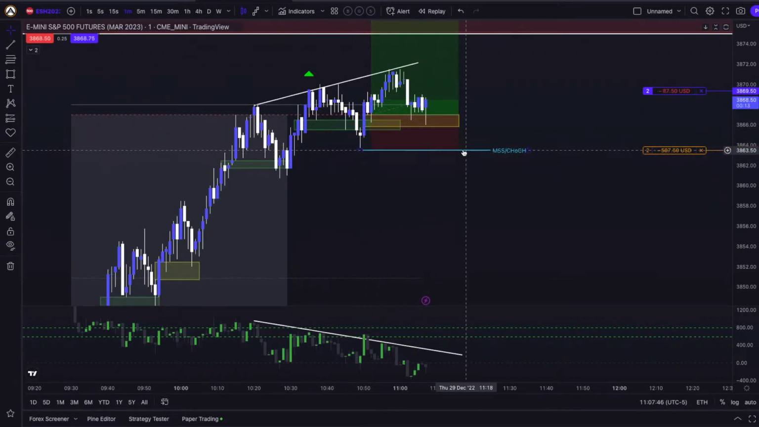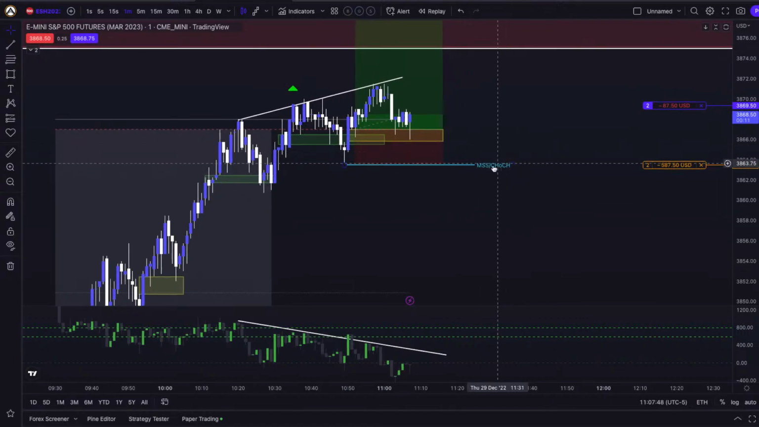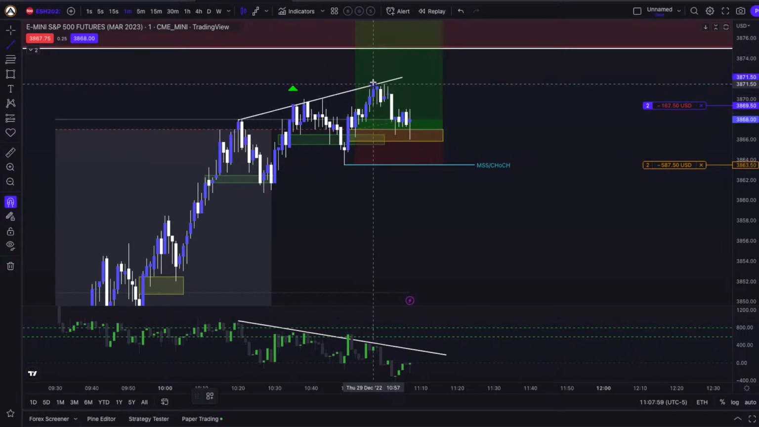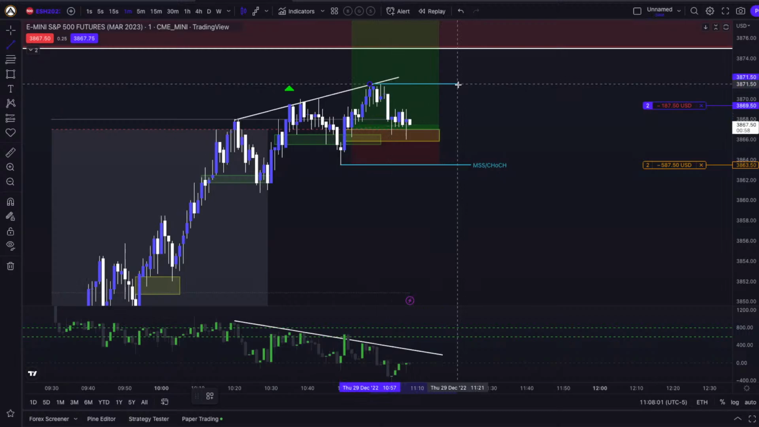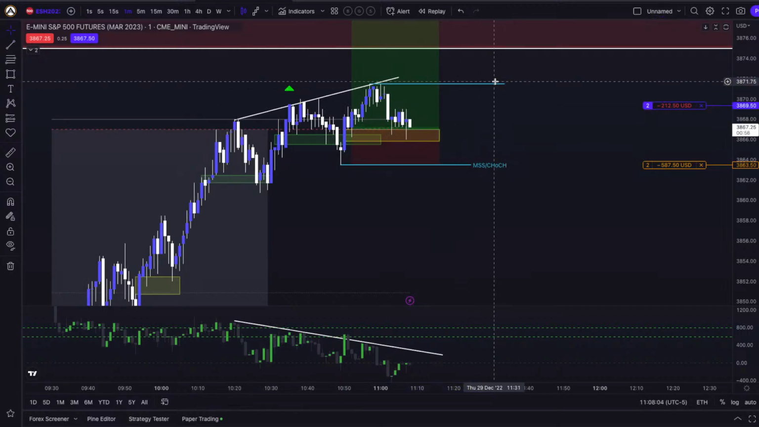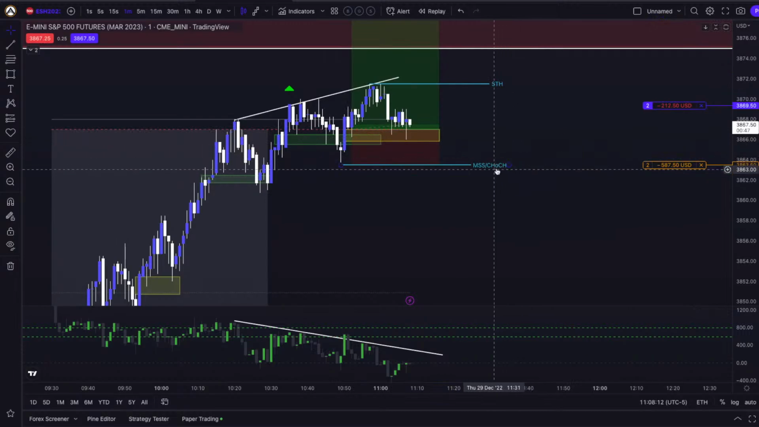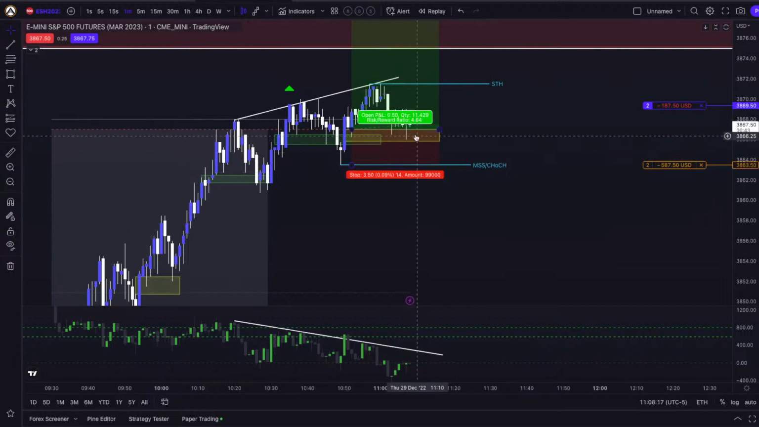So if we're breaking this, we actually could be looking at a market structure shift, change of character for a potential short opportunity. But as of right now, we are looking forward to this high right here at 3871.5 to be taken out. This is our, let's write it here, short-term high. This is our short-term low, basically. All right, let's wait and see.